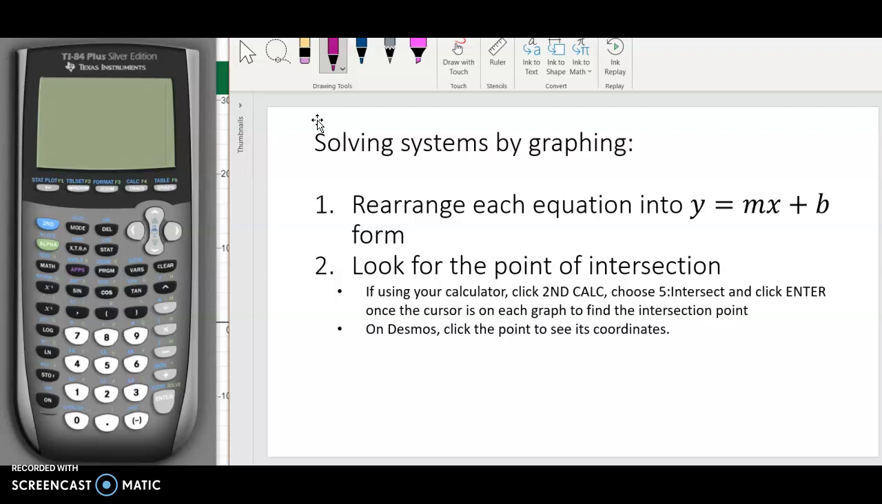To find the point of intersection, I honestly think it's a little bit better to use your calculators because sometimes when we're graphing by hand, our lines may not be perfect and we may have to approximate. So if you're using your TI calculator, you're going to have to use calculate and then choose the intersection feature to find the intersection point. If you're using Desmos, you're just going to click on the point to see its coordinates.